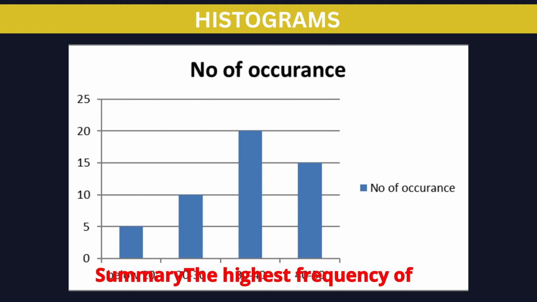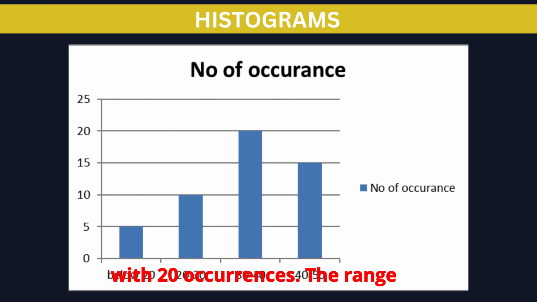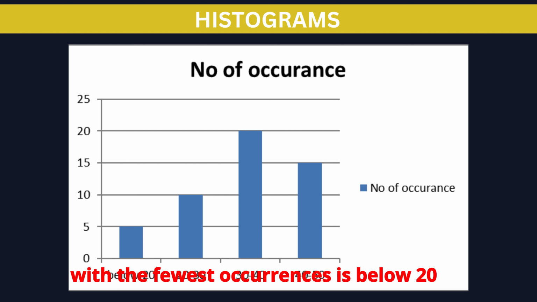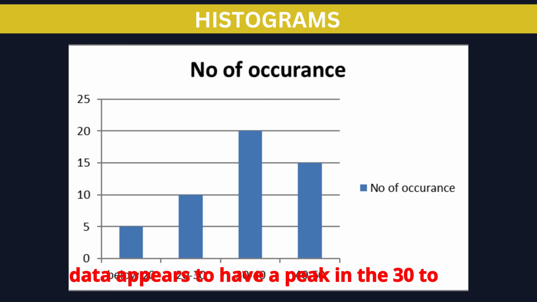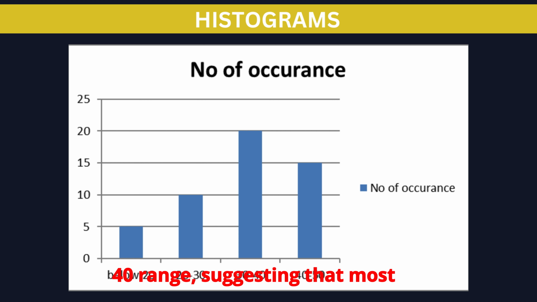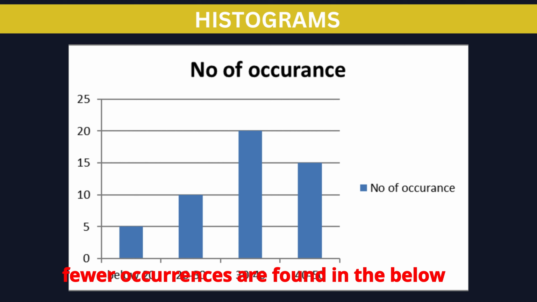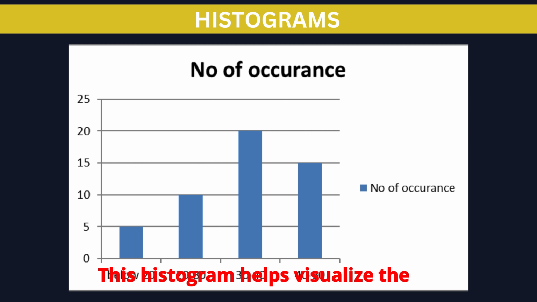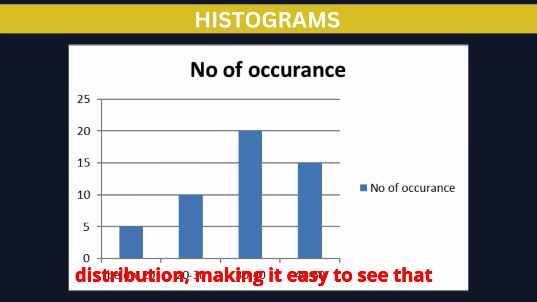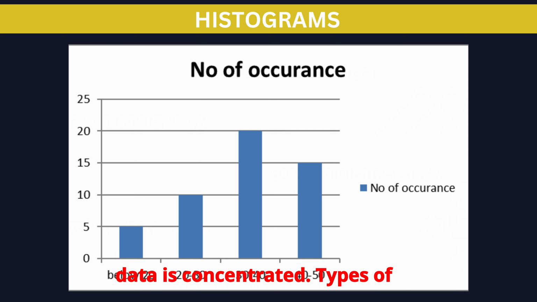Summary. The highest frequency of occurrences is in the 30 to 40 range, with 20 occurrences. The range with the fewest occurrences is below 20, with only 5 occurrences. The data appears to have a peak in the 30 to 40 range, suggesting that most occurrences fall between 30 and 40, while fewer occurrences are found in the below 20 and 20 to 30 ranges. This histogram helps visualize the distribution, making it easy to see that the 30 to 40 range is where most of the data is concentrated.